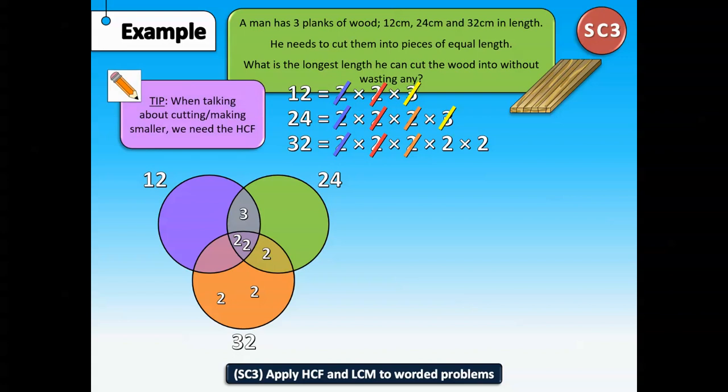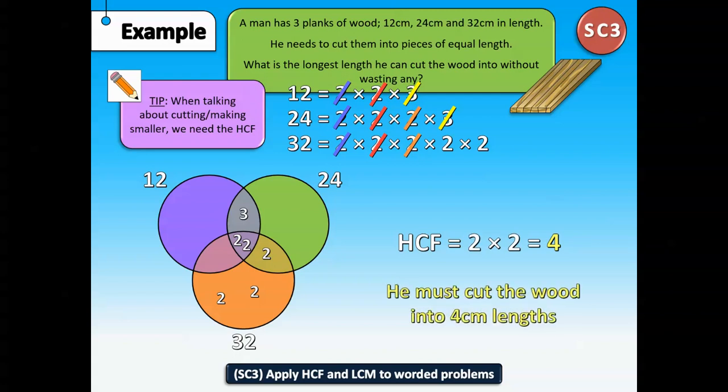When talking about cutting or making something smaller, we need the highest common factor. So we want the highest common factor of 12, 24, and 32. So that's everything in the center where it overlaps all 3 circles. So the highest common factor is 2 times 2, which is 4. So we must cut the wood into 4 centimeter lengths.